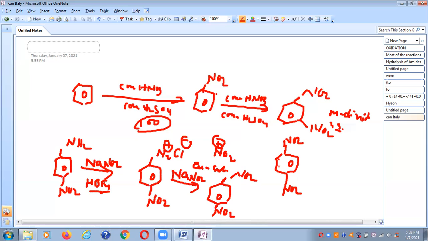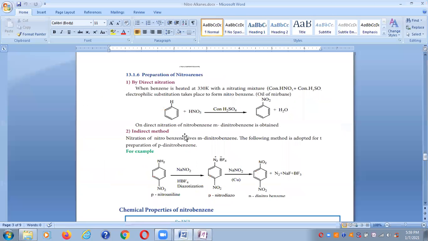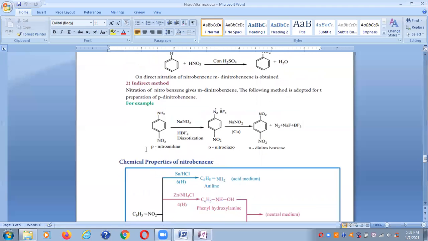This is the indirect method, and this is what? The direct method. So in the direct method we can get what? We can end up with only meta dinitrobenzene, but in the indirect method we can end up with para. Okay, so that is the difference between the direct method and the indirect method.